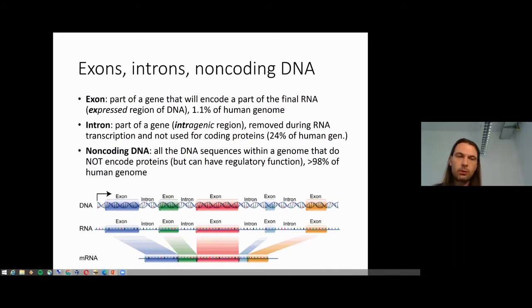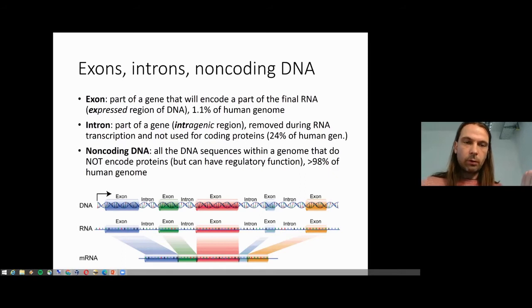Genes also include other aspects of DNA. One is exons. Exons are the part of the gene which will actually be encoded into a protein. So it's the expressed region of DNA. And you must realize that these exons, which are essentially those parts of the DNA strand or the genome which are encoded in proteins, only make up about 1% of the human genome.